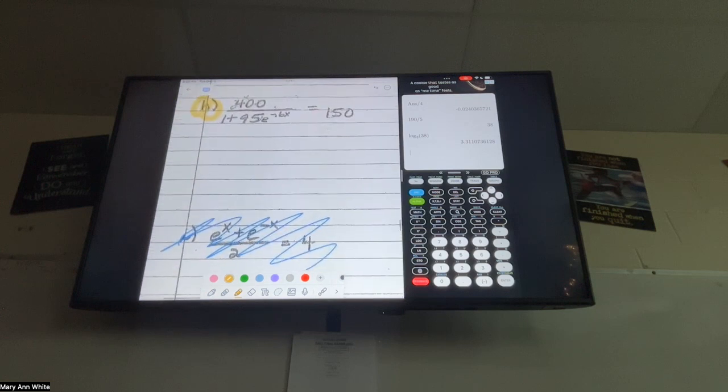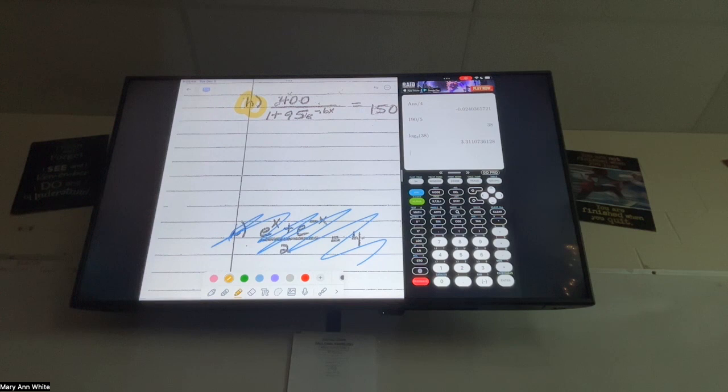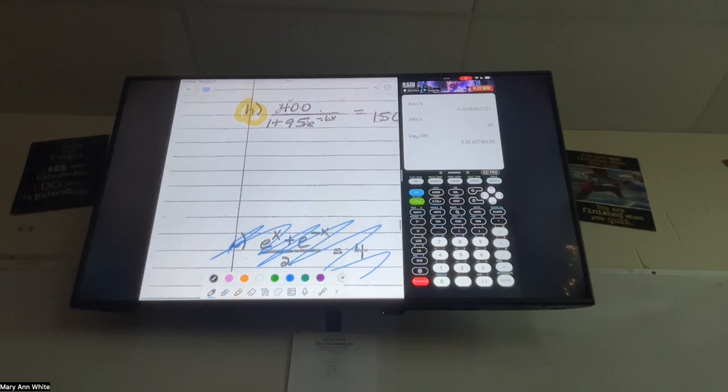However, H and J we can definitely do. Do you guys remember what kind of function this is? 400 over 1 plus 95e raised to the negative point. Not exponential. What'd you say? Give me more than just that. Logistic. There you go. It's easy to think logarithm, so I just wanted to make sure we knew it's logistic. So these are logistic functions.